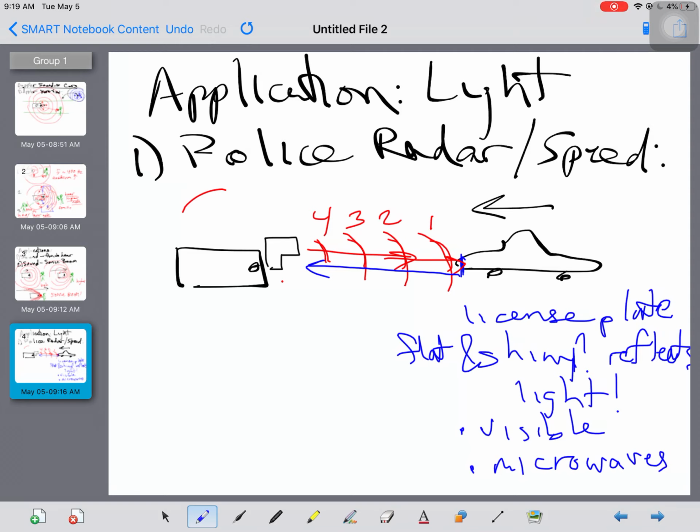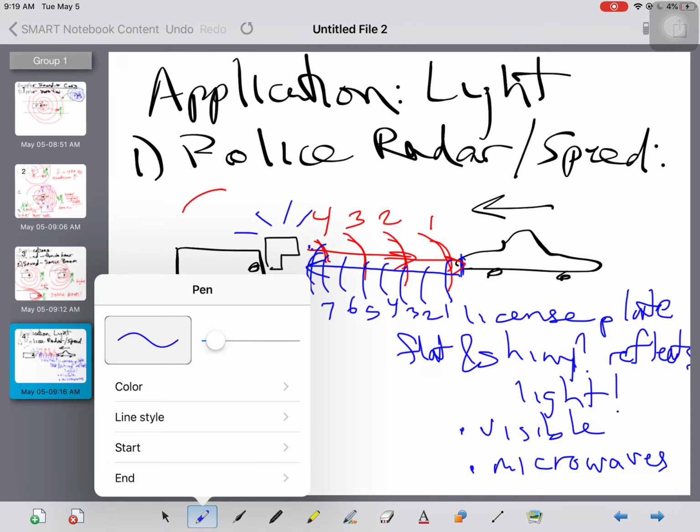And it sends them back. I'll draw them this way now. This, except because it's hitting them quicker, it's going to send them back quicker. So like 2, 3, 4, 5, 6, 7. So 1, 2, 3, 4, 5, 6, 7. And what happens is the radar gun, once these get back and they hit the radar gun, boom, the radar gun says, wait a minute.